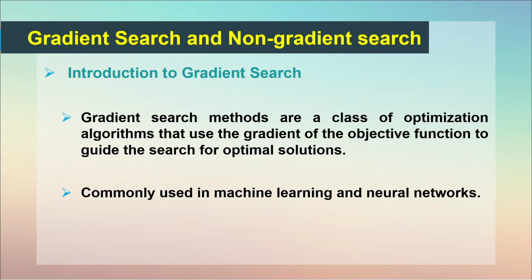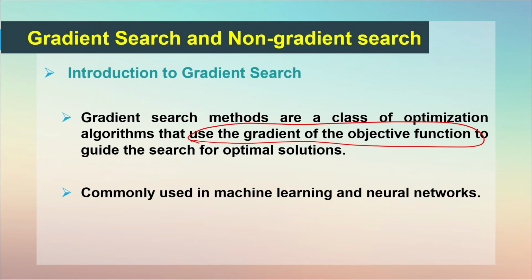Let me come to know what gradient search is. Gradient search methods are a class of optimization algorithms that use the gradient of the objective function to guide the search for the optimal solution. See the point: gradient of the objective function.